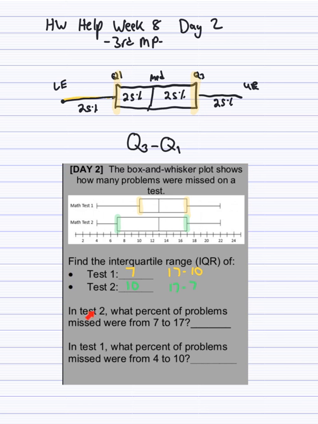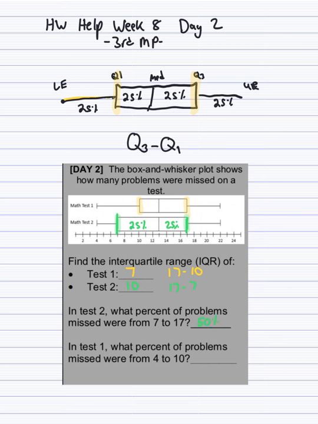It says in test 2, so we're looking at this box plot that has the 2 green marks on it, what percent of problems missed were from 7 to 17? So I'm going to find those spots on my box plot. So 7 is right here at Q1, and 17 is right here. Now, if you remember that this is 25% and this is 25%, that means together, all of those are 50%. You add those 2 sections together.